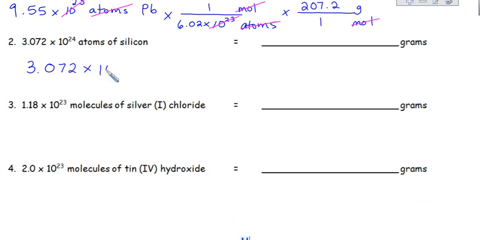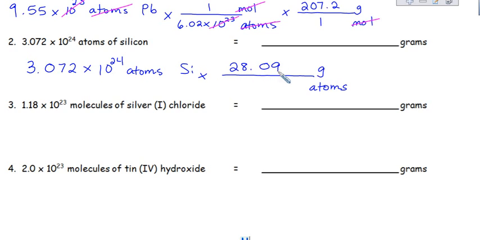3.072 times 10 to the 24th atoms of silicon. I do not want this in atoms. I want it in mass or grams. The mass of silicon is 28.09 grams, and that is the molar mass. It's not the mass of one atom. It's the mass of a mole, 6.02 times 10 to the 23rd atoms. Atoms will cancel, and I can plug this in my calculator.